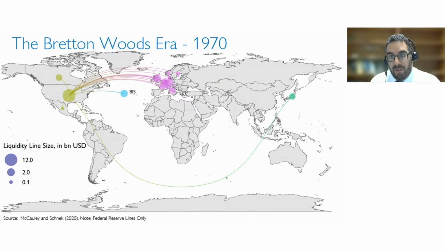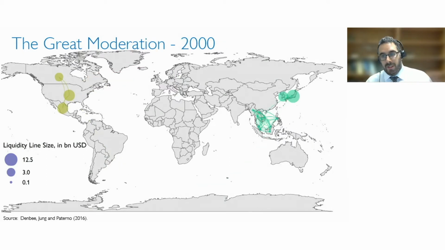And these actually were quite heavily used, these facilities, and their peak usage was comparable to, say, the COVID era swap lines as a share of US GDP. Okay. Now, obviously, the Bretton Woods fixed exchange rate regime ended, and by 2000, those swap lines were defunct.